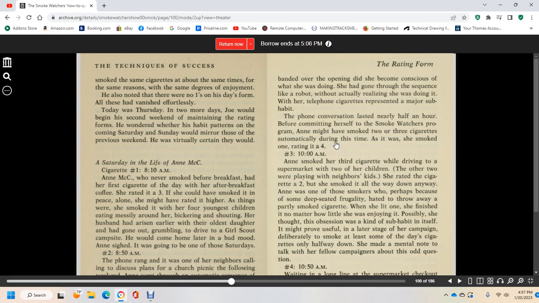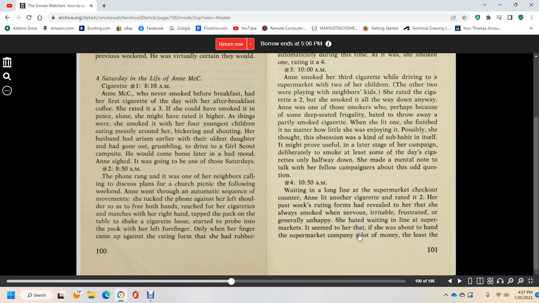Number 3, 10 a.m. Annie smoked the third cigarette on the drive to the supermarket with two of the children, while the other two were playing with the neighbor kids. She rated the cigarette at 2, but she smoked it all the way down anyway. Annie was one of the smokers who perhaps came with some deep-seated frugality and hated to throw away partly smoked cigarettes. When she lit one, she finished it, no matter how little she was enjoying it. Possibly she would find that obsession, this kind of sub-habit itself, might prove useful at a later stage of their campaign: deliberately to smoke at least some of the day's cigarettes only halfway down. She made a mental note to talk with fellow campaigners about the odd question.